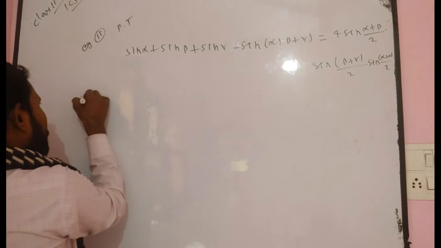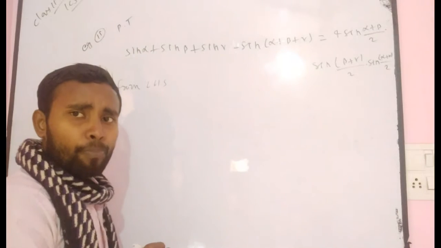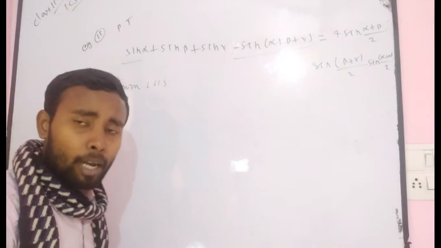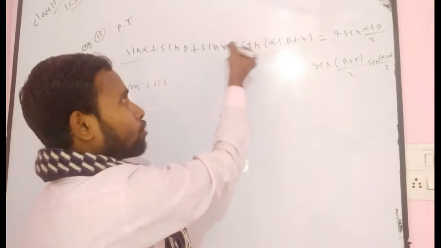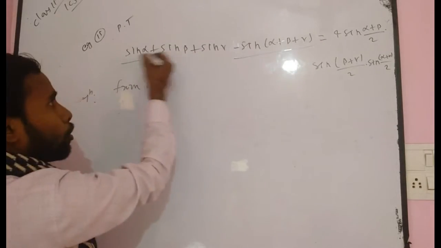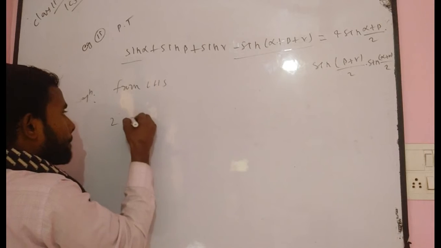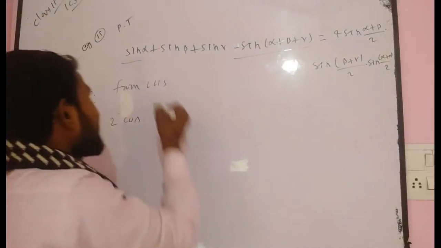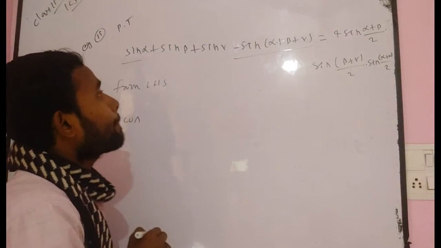Now firstly go from LHS. If you go from LHS, sin alpha minus sin of alpha plus beta plus gamma, firstly choose this term. After it you can use the other also, but I want to tell you to choose this term. If you choose sin c minus sin d for this term, sin c minus sin d is equal to 2 cos of c plus d by 2. Here c is equal to alpha and d is equal to alpha plus beta plus gamma. If you add, you get 2 alpha plus beta plus gamma by 2.